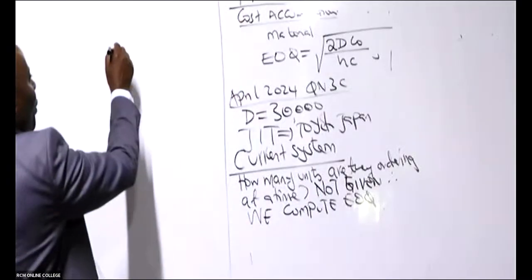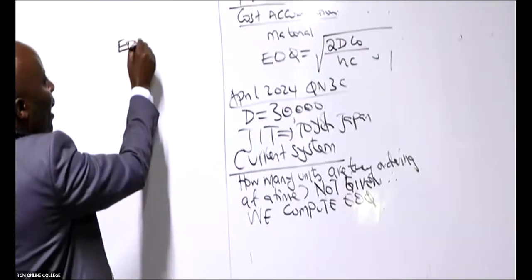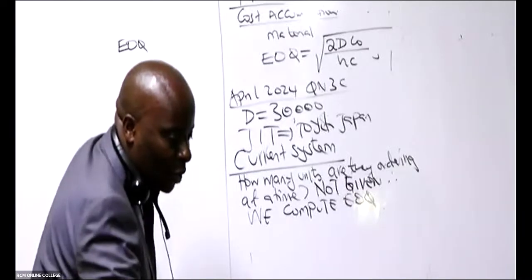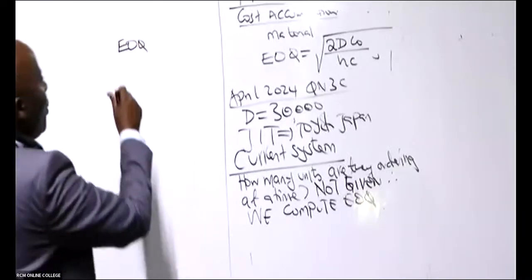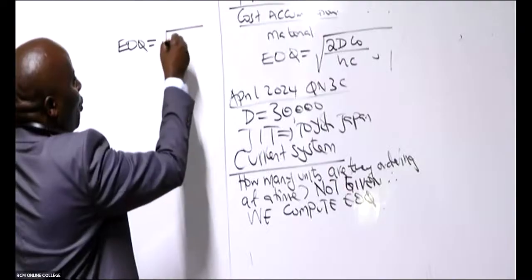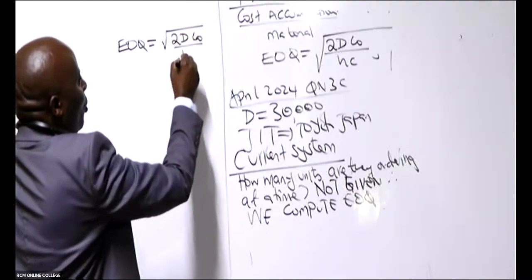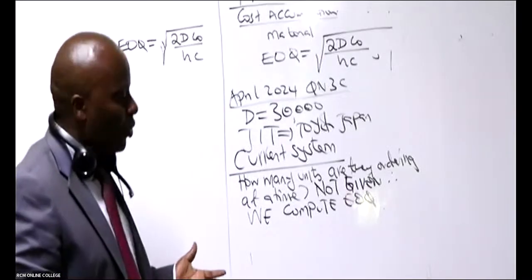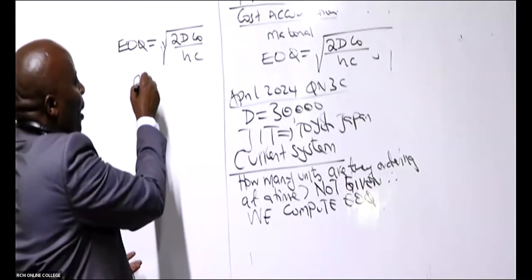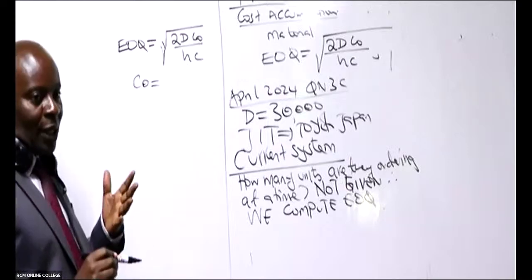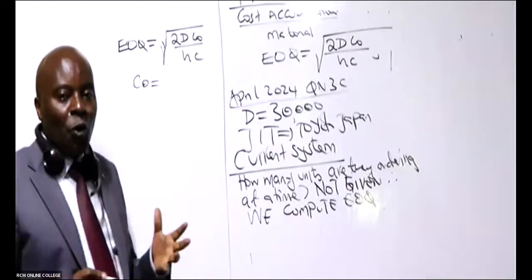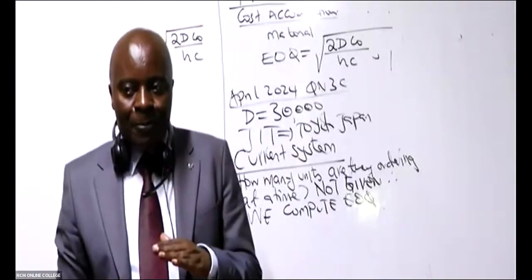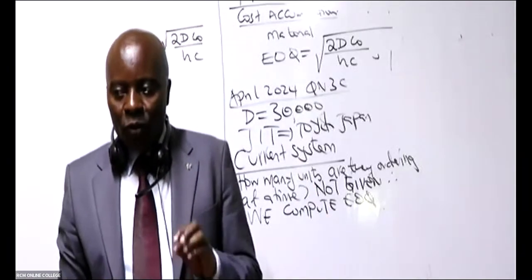The good thing with yourselves is that you are young enough. The formulas here will not be able to disturb you. So you know that EOQ will be equal to the square root of 2DCO over HC, isn't it? I don't have a problem with CO. CO is cost per order. If this is your very first class, CO stands for cost per order. For the current system, has this been given? What is the cost of ordering?